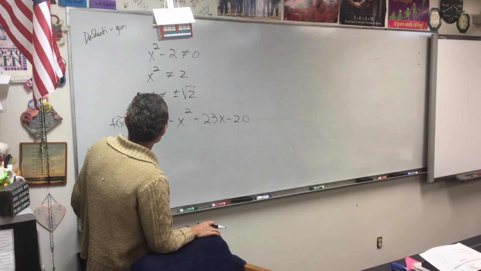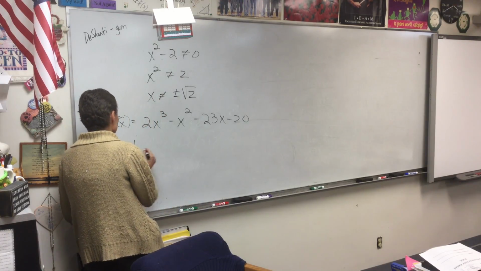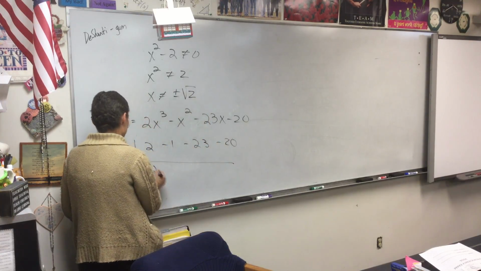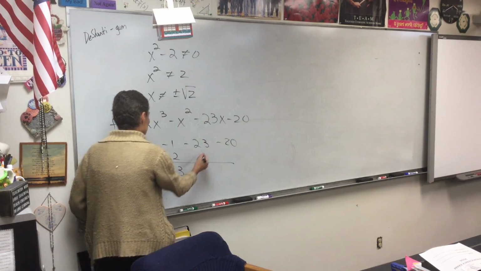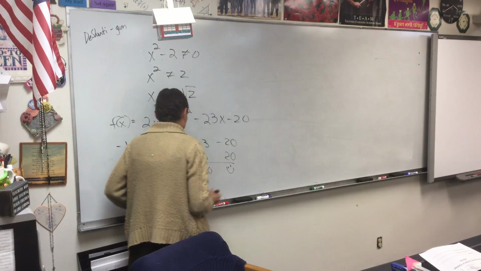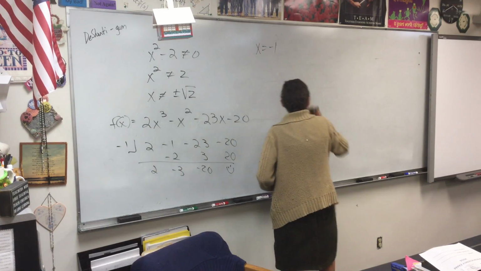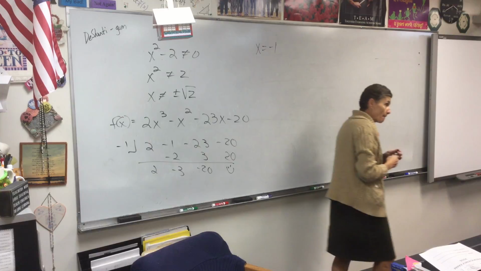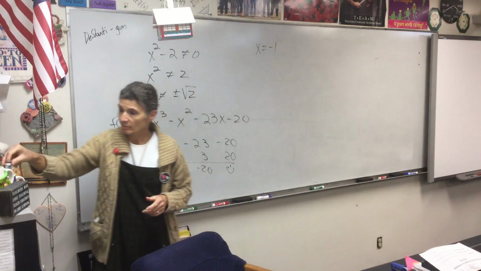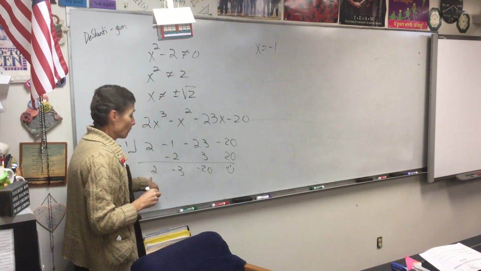Anybody happen to see one right off the top? -1. Good. It helps when we have a group, it goes quicker. Yep, good job. So we know that one of our answers is -1. It says find the roots. That means find the zeros, find the answers to the questions. Now what do I do next?